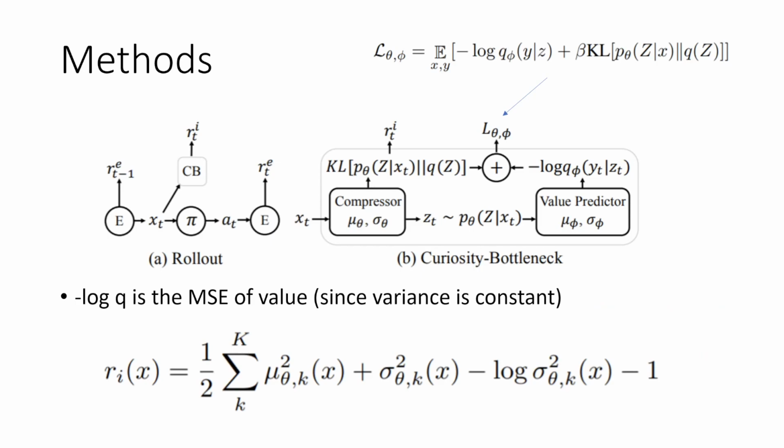So here's the actual method. At rollout, we have our environment that gives us our extrinsic reward, our state x of t, and our policy pi. From this x of t, we compute our intrinsic reward by feeding it into a compressor, which is just a neural network that has a smaller latent space. We compute the intrinsic reward using this KL divergence, and you can see at the bottom the closed form solution for this. And then from this latent space, we predict the value, and since it has constant variance, we can optimize it to just be the mean squared error with the value. And then we can minimize this function using just the sum of these two terms.